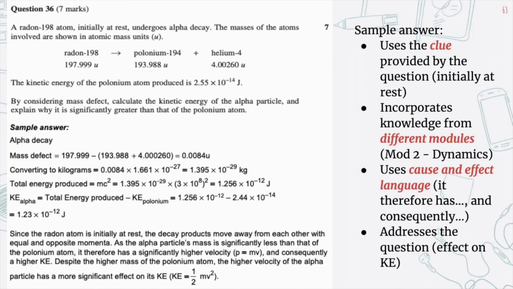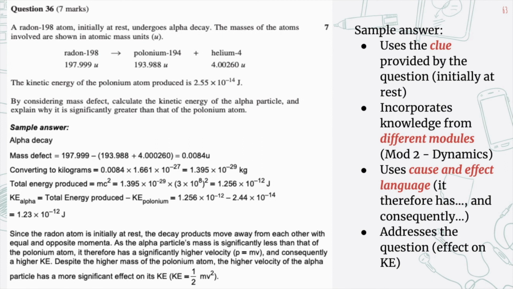The sample answer also incorporates knowledge from different modules. It makes reference to some understanding from Module 2 dynamics. It is talking about the fact that momentum is different for the two particles and shows that relationship through p equals mv. It also makes the link between momentum and kinetic energy.